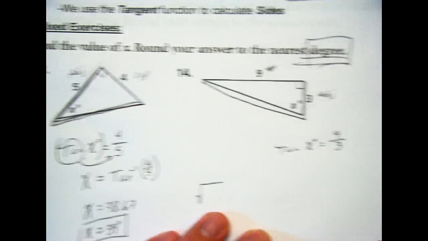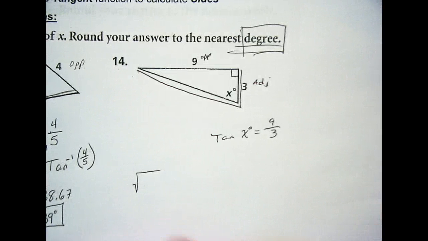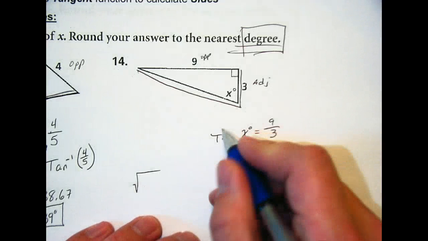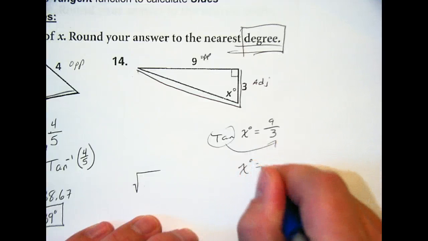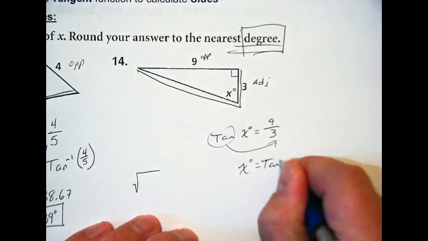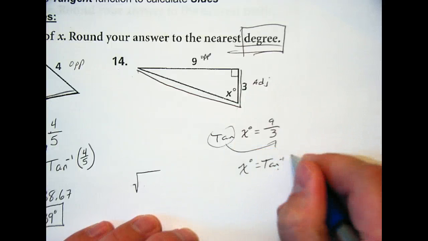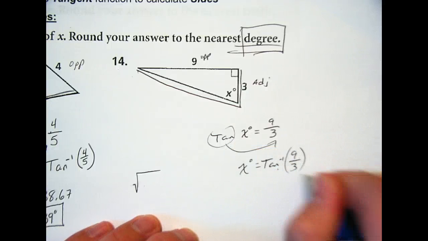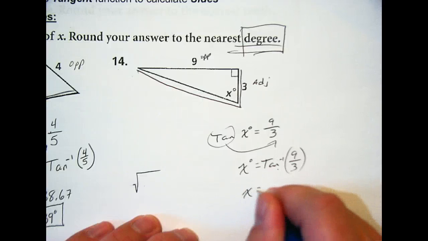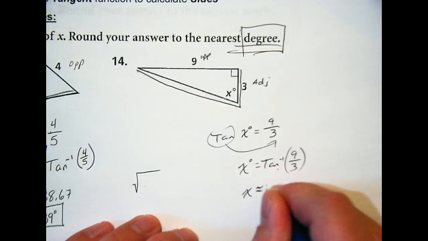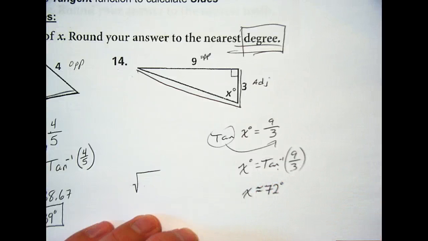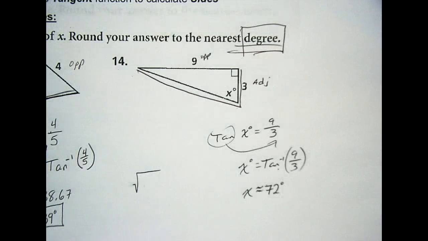Okay, how many made it that far? Tan of x degrees equals 9 over 3. You could reduce it if you wanted to; it won't matter either way. I'm going to move this over. We get x degrees is equal to the inverse tangent of 9 over 3. And so x equals about 72 degrees. How many got that? All right. Questions?